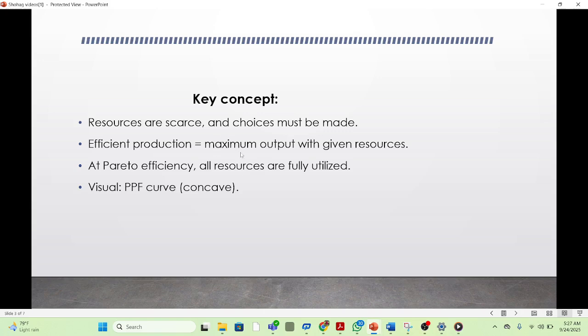Key concepts of Pareto efficiency. Resources are scarce and choices must be made. Efficient production means maximum output with given resources. At Pareto efficiency, all resources are fully utilized. Visual: the PPF curve is concave.